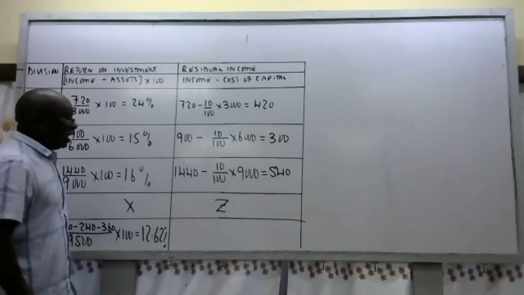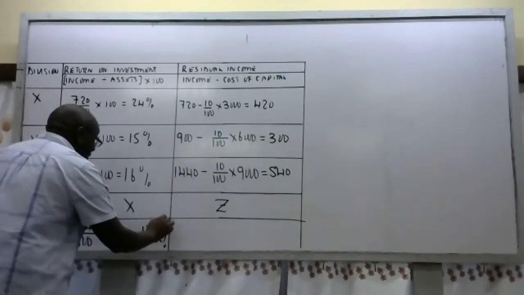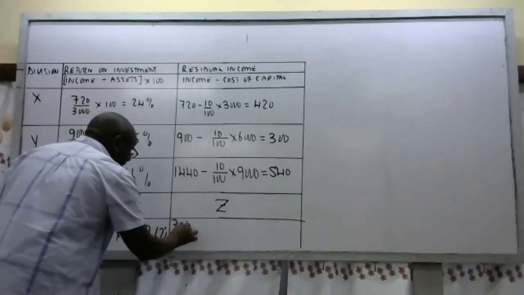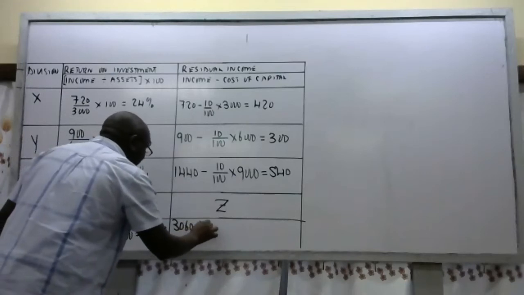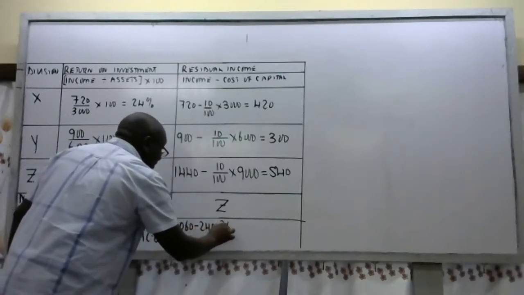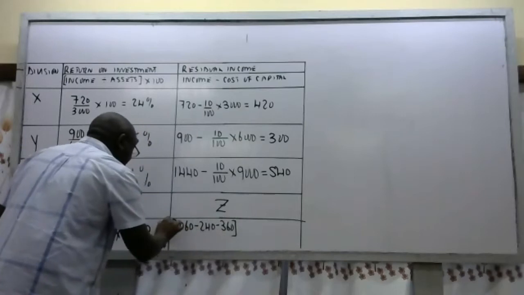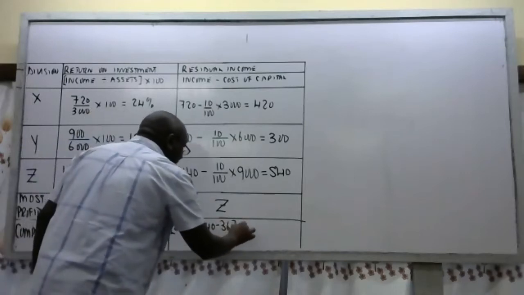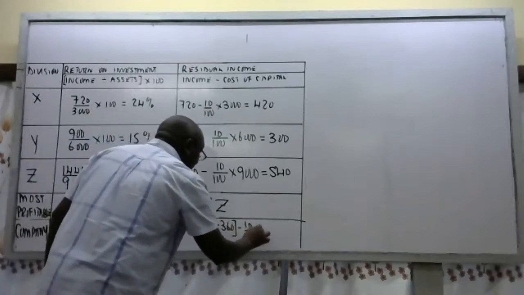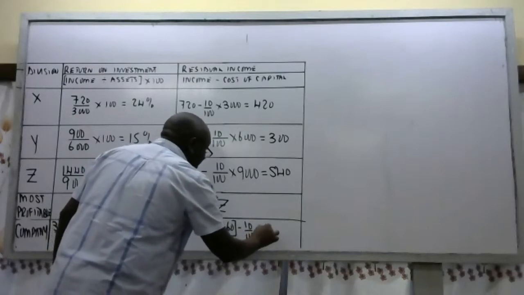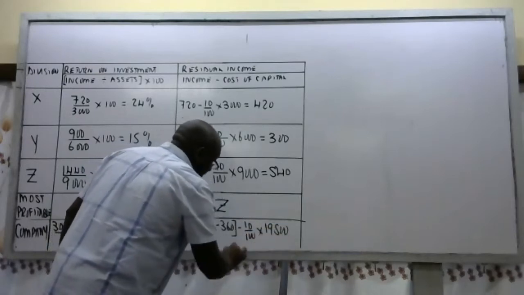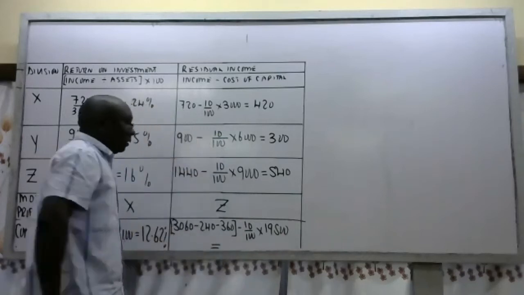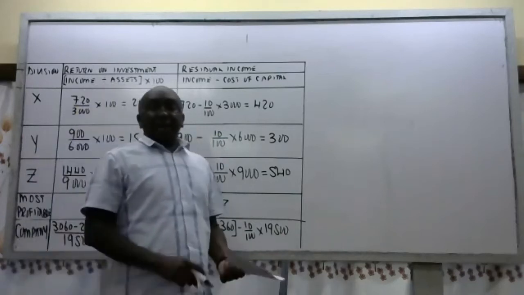12.62. Then for the residual income, you do the same thing. The 760 minus 240 minus 360, that is the income. Then you minus 10% of 19,500.